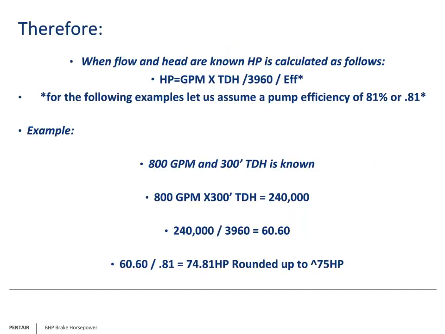So let us look at a straightforward example. We are given the system requirements of 800 gallons per minute and a total dynamic head of 300 feet of head. Remember, we will be using an efficiency of 81%. Doing the math, we calculate that the system will need 74.81 horsepower, rounded up to 75 horsepower.